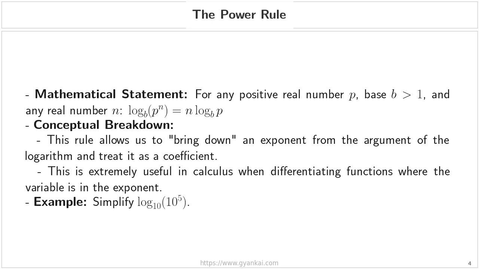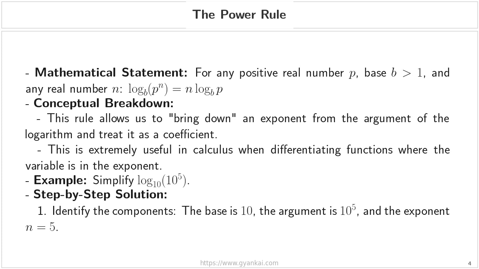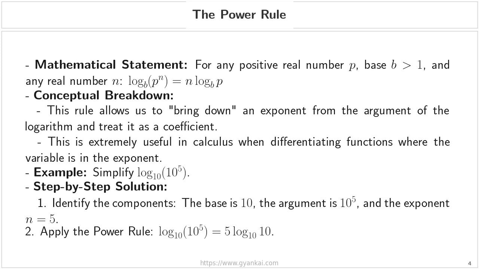We want to simplify the expression, the logarithm base 10 of 10 to the power of 5. To solve this, we will follow a step-by-step process. First, let us identify the components of our expression. The base is 10, the argument is 10 to the power of 5, and the exponent n is 5. Second, we apply the power rule. By moving the exponent to the front, the expression becomes 5 times the logarithm base 10 of 10.